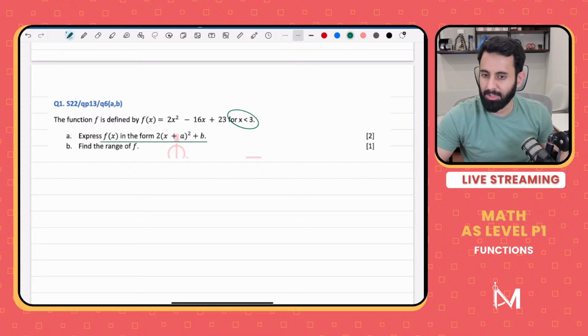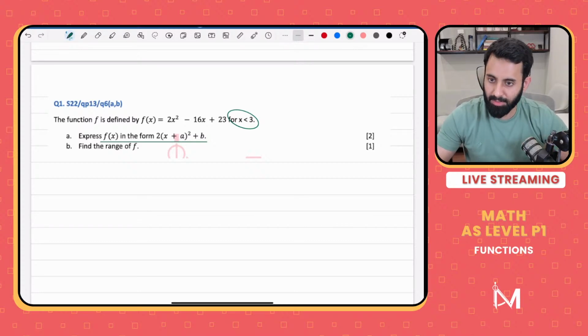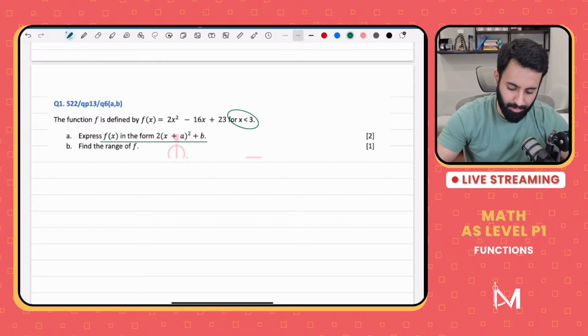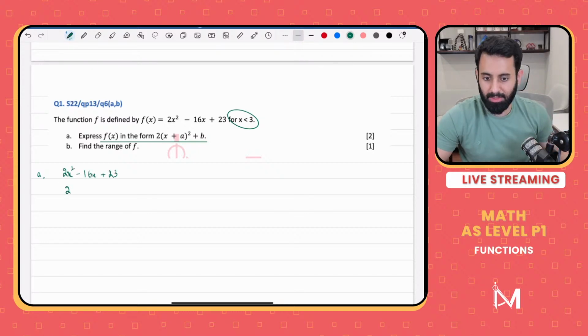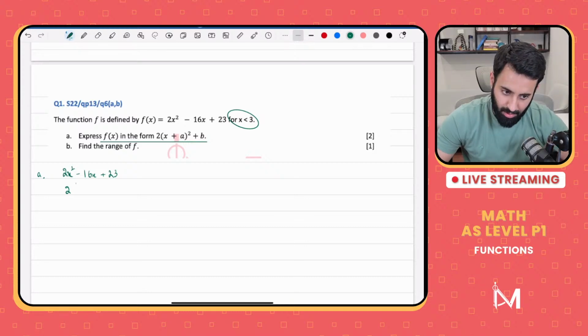You'll notice that the question might ask you to draw the curve first, or it might ask you to express it in completed square form, maybe even a combination of both. So let's see how we can express it in completed square form. I'm going to use the method that we learned in math. We start by taking 2 common. First, let's write down the equation: 2x squared minus 16x plus 23. If I take 2 common, what we get is 2 times (x squared minus 8x), close the bracket, and then plus 23.